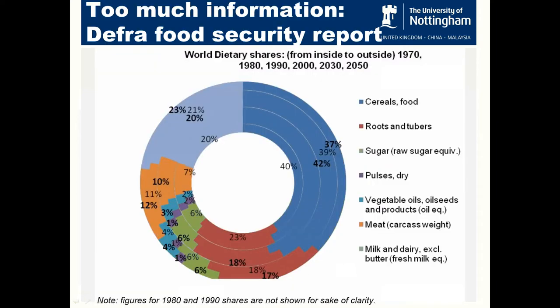Too much information. Data visualizations are supposed to help us understand it more quickly, not to slow us down so much that we have to think very hard about what we're looking at. The ironic thing about this particular example is that note at the bottom. Figures for 1980 and 1990 are not shown for the sake of clarity.